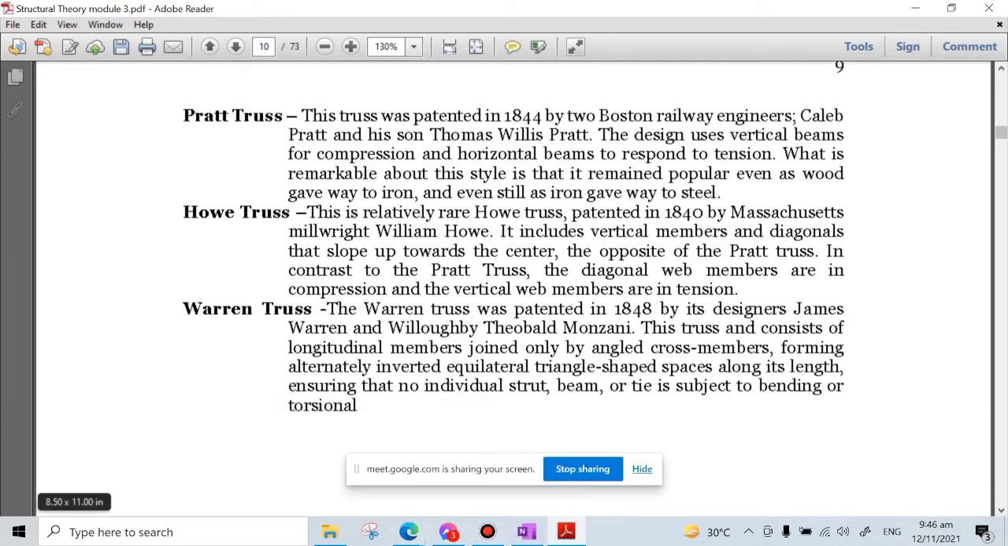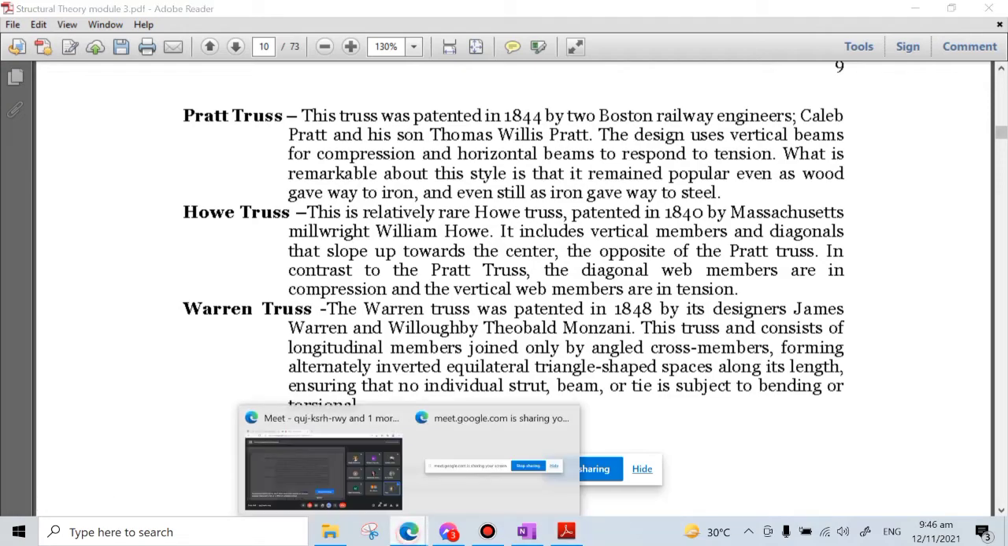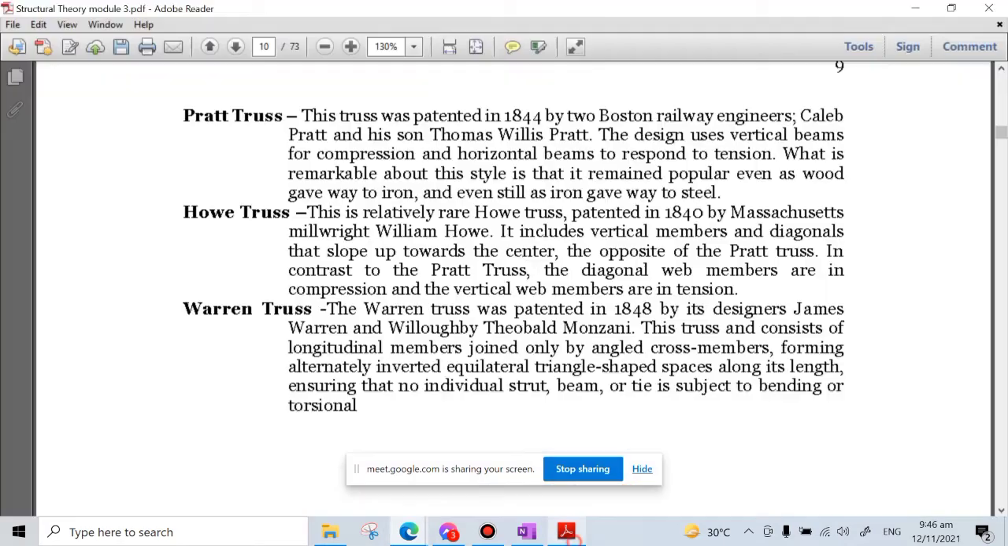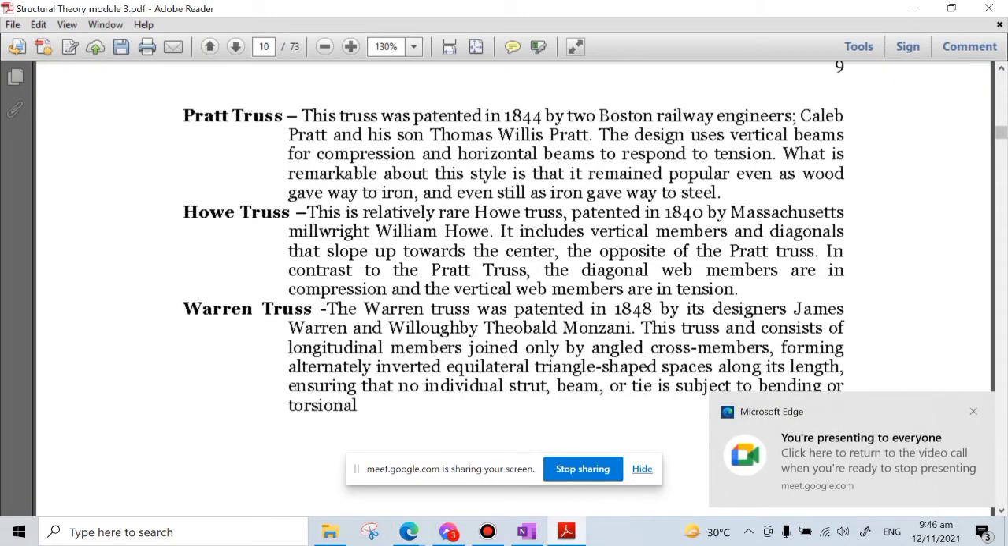Hindi ba nakaka-bother yung ingay ng grass cutter? Nag-grass cut kasi dito banda sa office. Okay lang? Hindi naman siya masyadong maingay. Hindi naman po, sir. Okay.